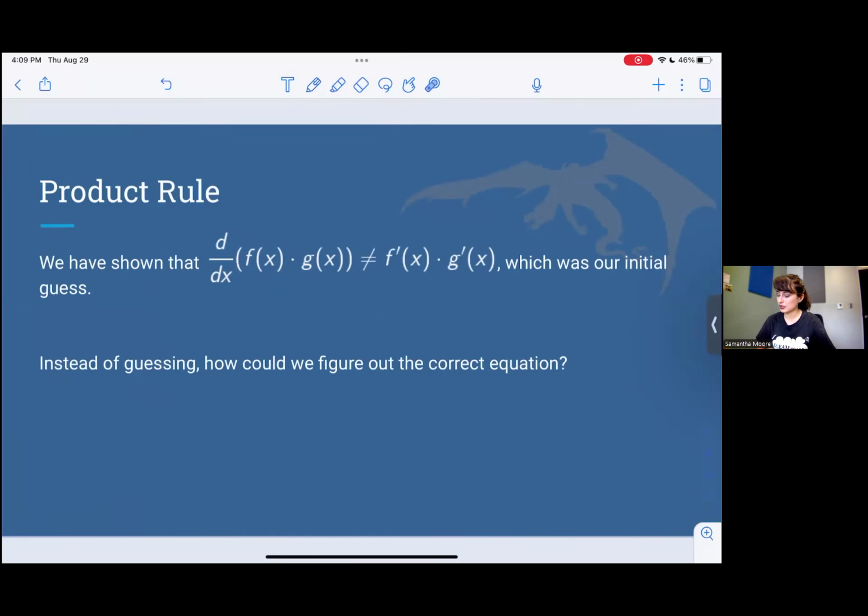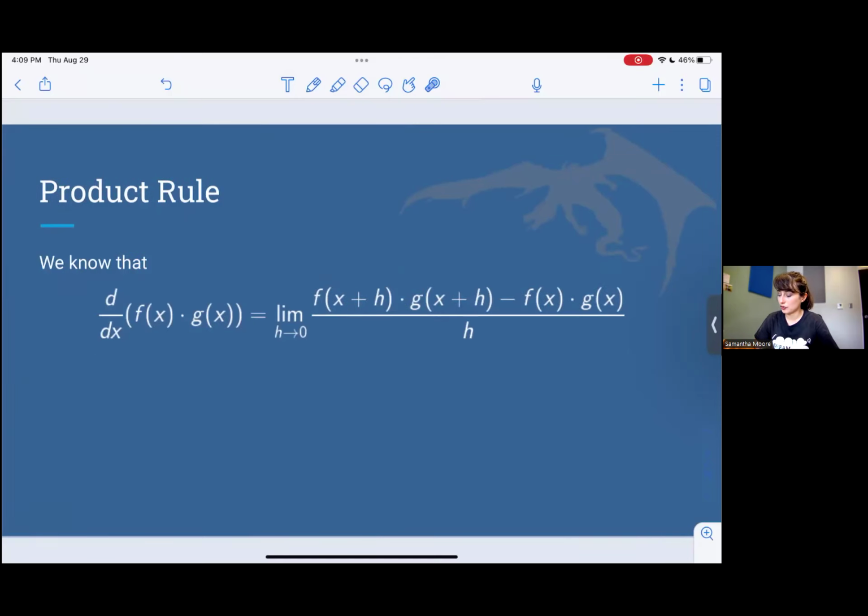And so what we're going to do in general is we need to go back and look at the limit definition. So by definition, the derivative of f of x times g of x is equal to the limit as h goes to 0. We take our function at x plus h, so f of x plus h times g of x plus h. Then we're going to subtract off our function at x, so subtract off f of x times g of x and divide by h. So this is just the limit definition applied to this function f of x times g of x.